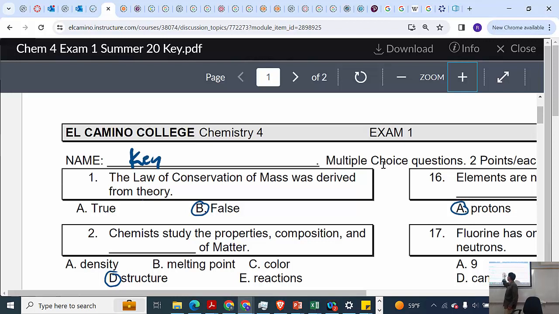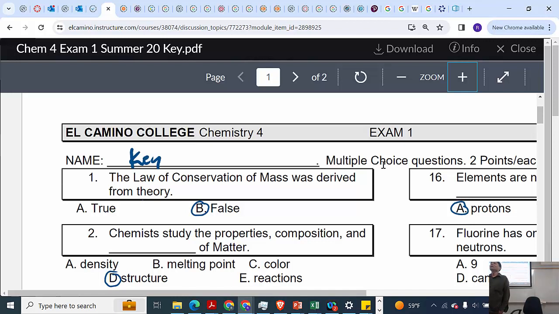It's like, the law of conservation of mass was derived from theory. Is that true or false? It's false. But then you start to think, okay, I know it's false, but why is it false? In fact, the law of conservation of mass was not derived from theory. What was it derived from? Observation. Good. It was derived from observation.